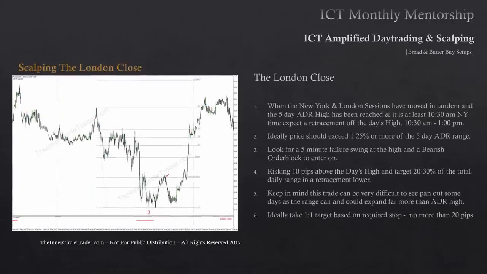Okay, here's an example of what a London close looks like. It comes down into the London close time period, and you want to be buying it on a failure swing. And you can see here it actually went a little bit lower, and if your stop had been just below by 1 or 2 pips, you would have got knocked out. But again, we're using 10 pips below the low.